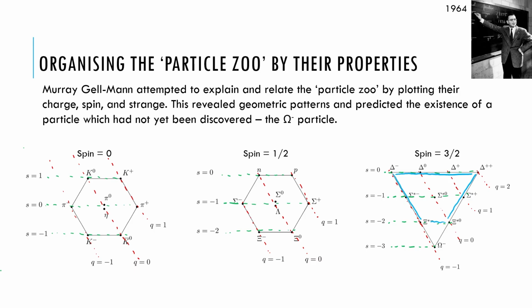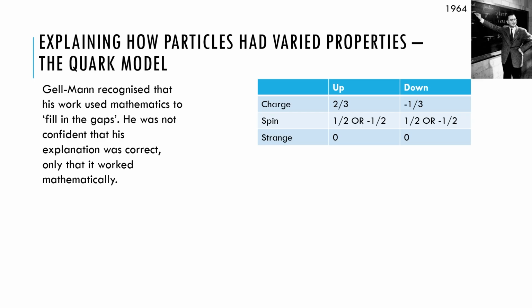The other particles that feature in the particle zoo are also composite particles and can be constructed from quarks in very similar ways. The quarks which compose them need to have the certain combination of charge, spin, and strange to yield the totals which match with the properties of the composite particles themselves. It's important to note that at this stage, Gell-Mann recognized that his work essentially just used mathematics to fill in the conceptual gaps of our understanding of the particle model of matter.